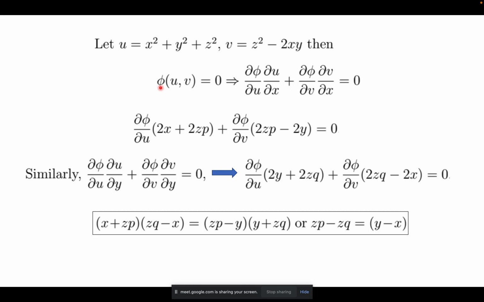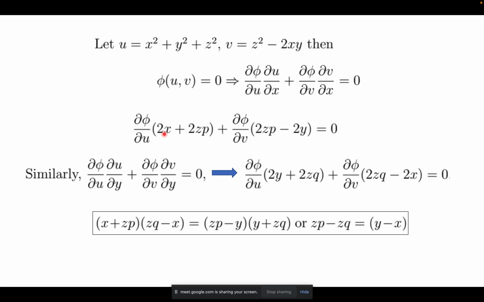So if you take the derivative of phi with respect to x, first you write del phi by del u times del u by del x, because u is a function of x, right? Similarly you have del phi by del v into del v by del x, because again v is a function of x, right? So now from this you can see, if I find del u by del x, I take this equation and ask what is del u by del x.